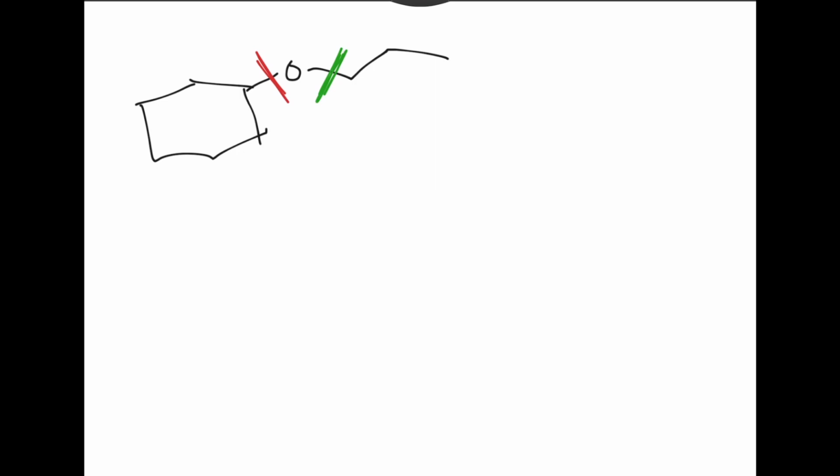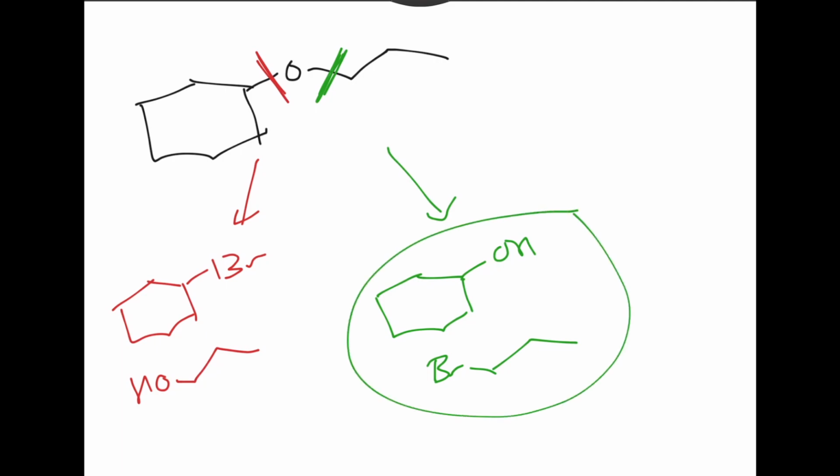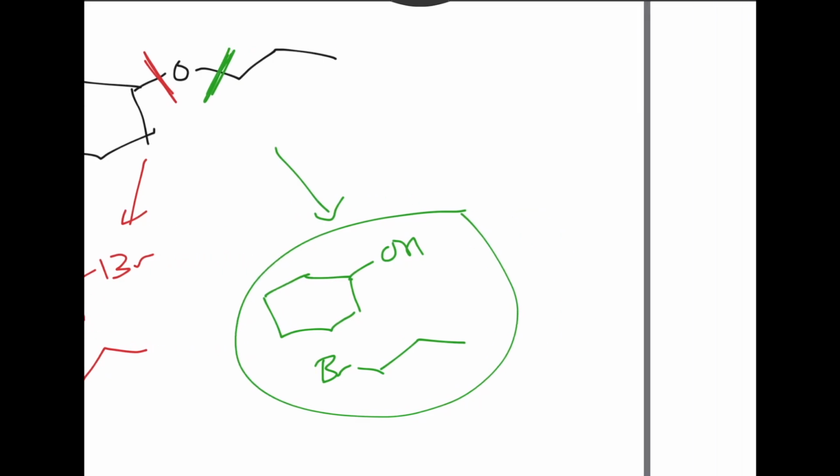So do I want to break the red bond, or do I want to break the green bond if I'm going to make this ether? I want to break the green bond. If I break the green bond, I get a secondary alcohol and a primary halide. If I break the red bond, I get a secondary halide and a primary alcohol. So this is the best combination of alcohol and halide to use. And then I'm going to show how they went together.